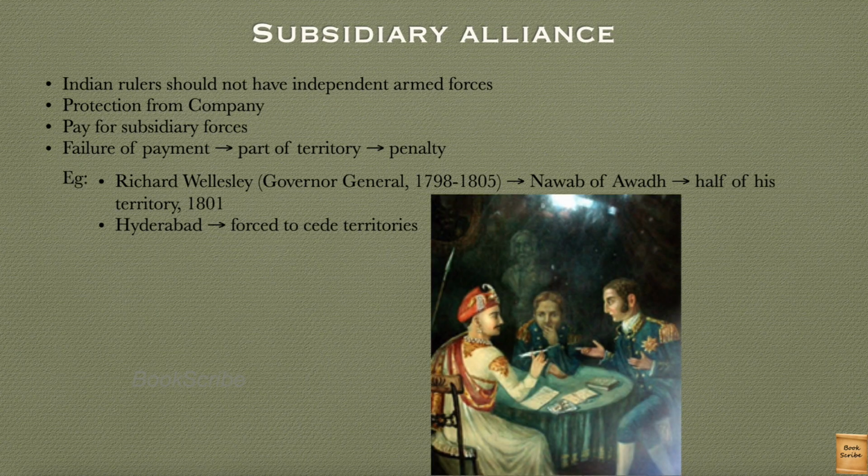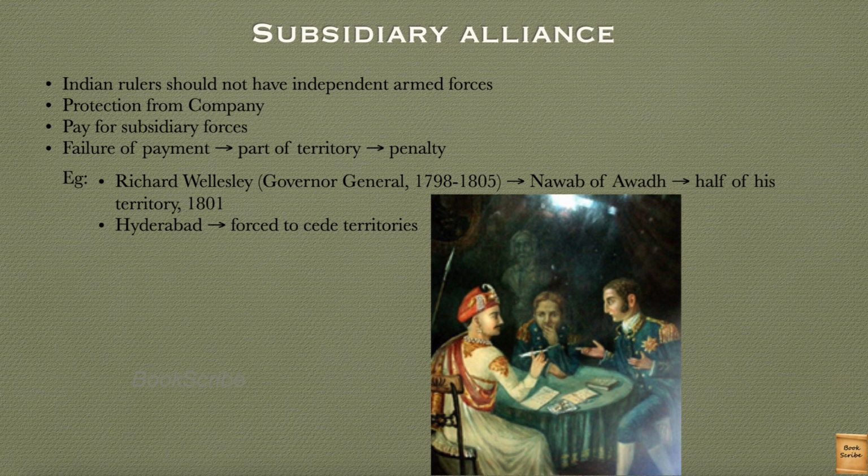According to this subsidiary alliance, the Indian rulers should not have their own independent armies. This alliance was entered into through the political, economic and diplomatic methods about which we saw earlier. By that, the rulers were compelled, or sometimes made, to form an alliance. If they were not allowed to have their own armies, the company would be protecting them. That is the deal of this alliance.